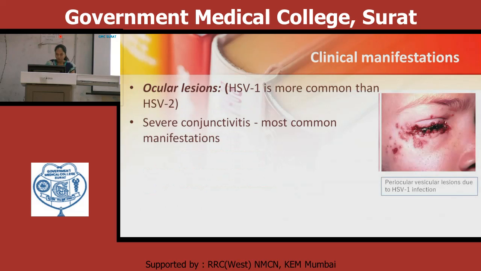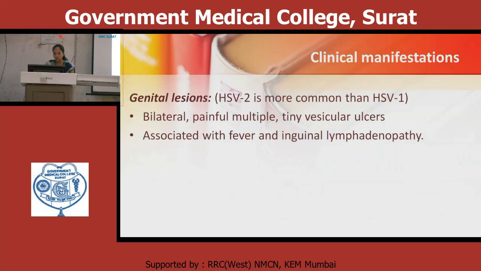Ocular lesion. The figure shows periocular vesicular lesions due to HSV-1 infection. More common in HSV-1 than HSV-2. Severe conjunctivitis is the most common manifestation. Genital lesion is more common in HSV-2 than HSV-1. That is bilateral, painful, multiple, tiny vesicular ulcers associated with fever and inguinal lymphadenopathy.